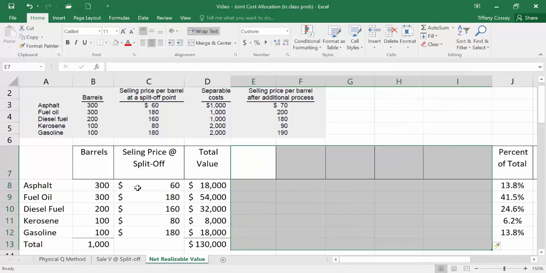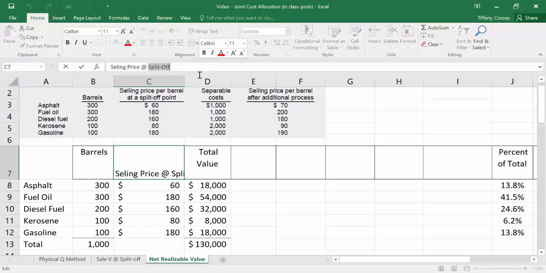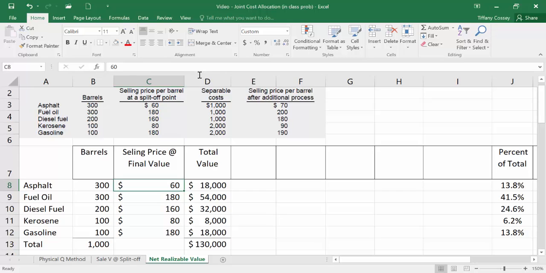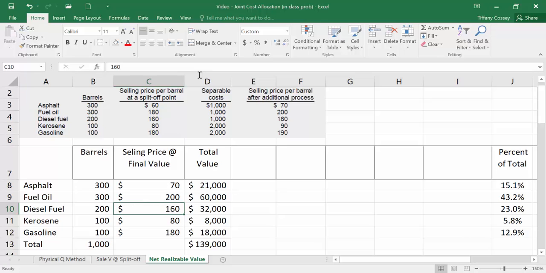All right. So this time we're doing net realizable value, which means we're going to take the number of barrels and multiply it by the selling price per barrel after the additional processes have happened at the very end of the product once it's finished. So now it's no longer the selling price at split off, it's the selling price at final value. And so that's 70 for the asphalt, 200 for fuel oil, 180, 90, 190.